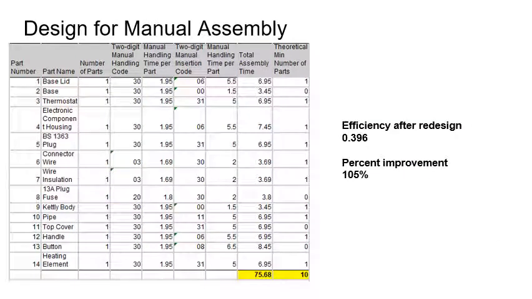This slide shows our recalculated assembly time for our redesigned electric kettle. Our new assembly time is about 76 seconds, while our theoretical minimum number of parts stays the same at 10. Our new design efficiency is about 0.4, with a percent improvement of over 100%.